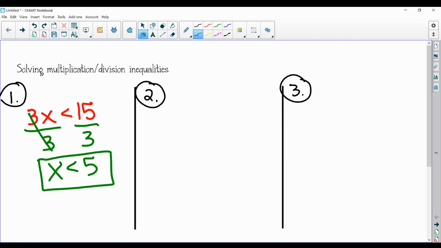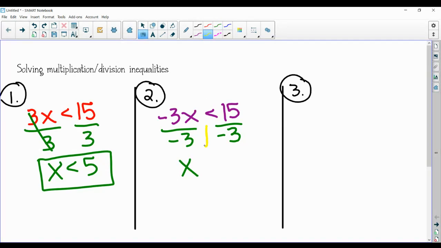Okay, now a newer concept that we're introducing is what if I had given you the inequality negative 3x is less than 15? Brand new problem. If this was the case, I would divide by a negative 3 in order to detach these two. If I divide by a negative, what ends up happening is the inequality sign flips and goes the other direction. So originally it was a less than, and now it's going to be a greater than because I divided by negative 3.